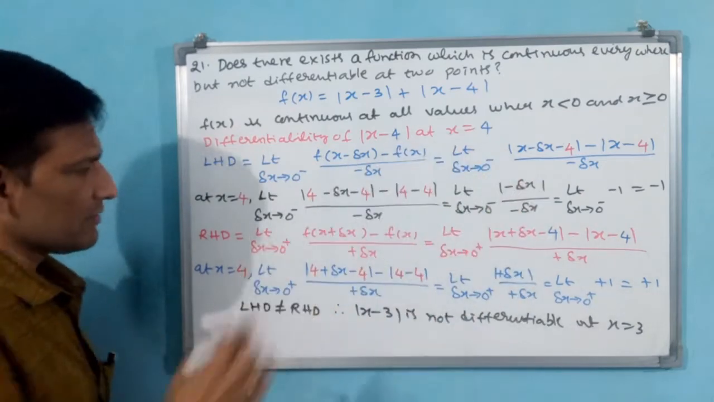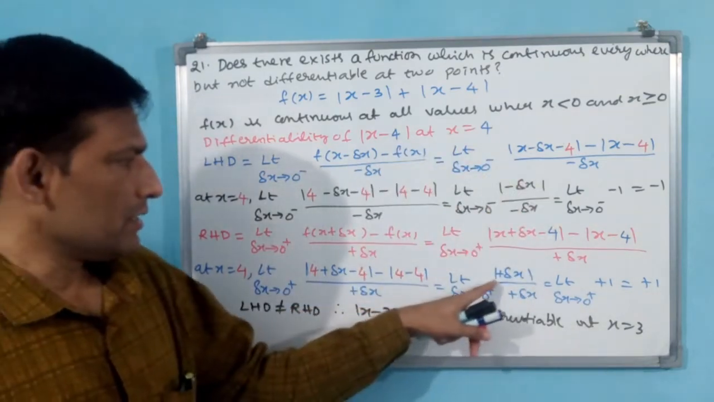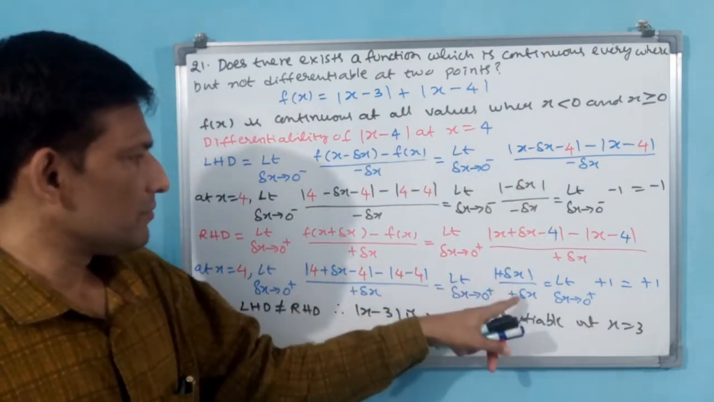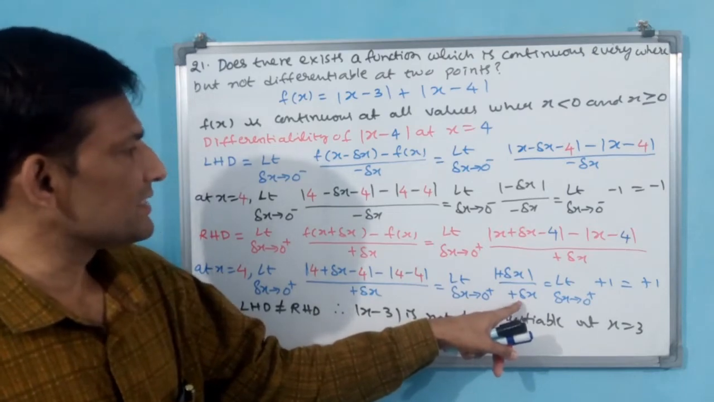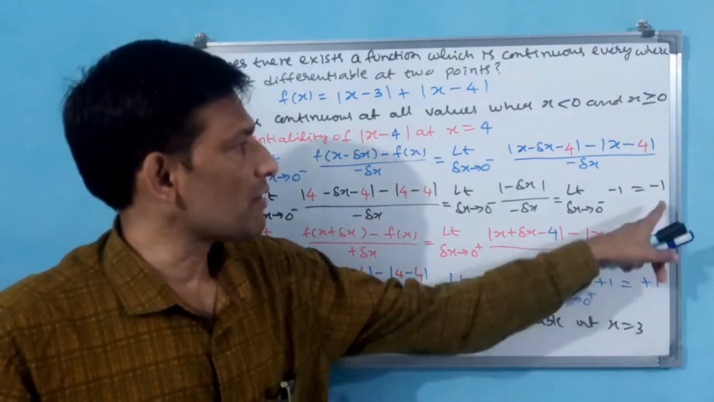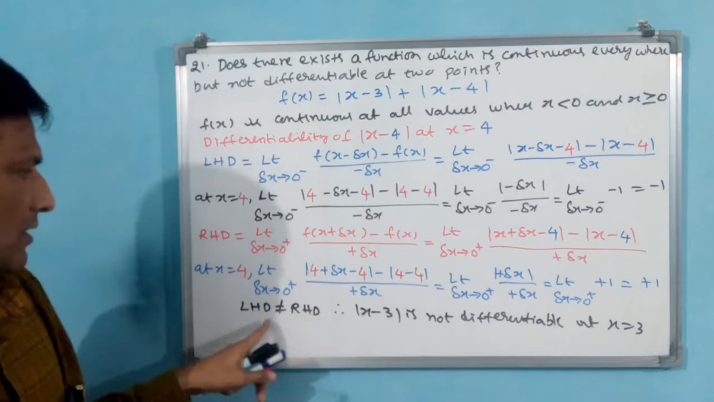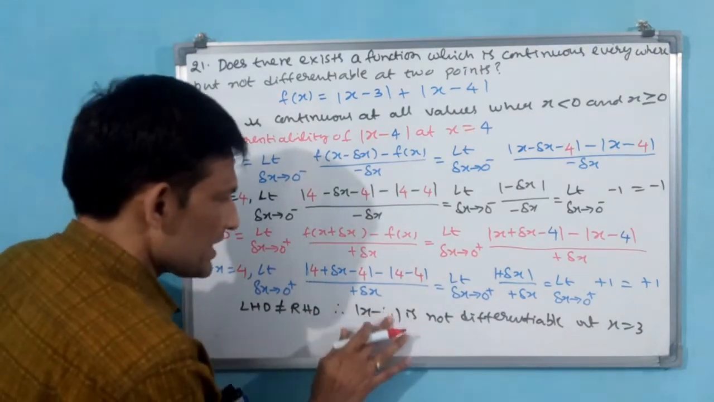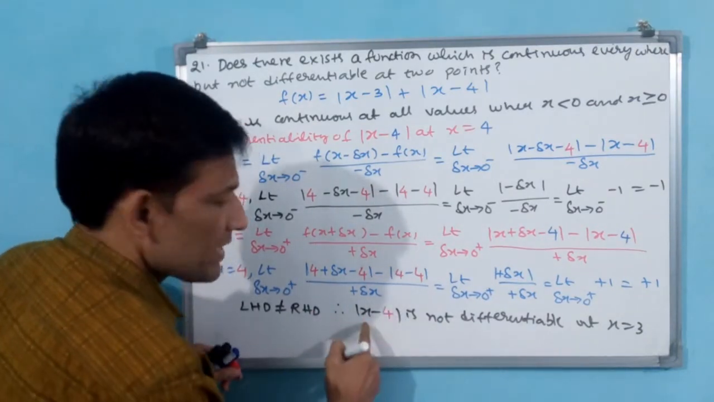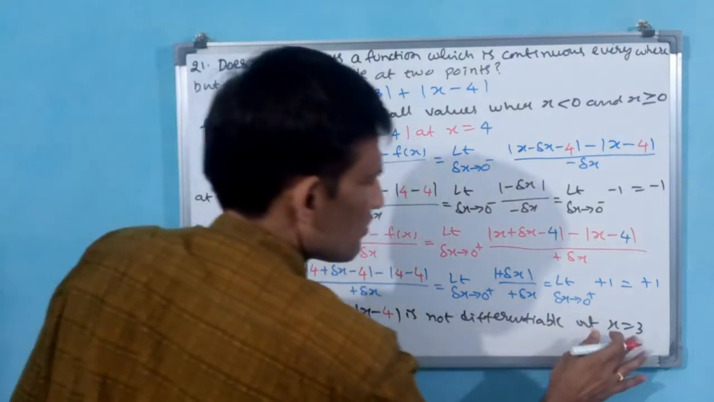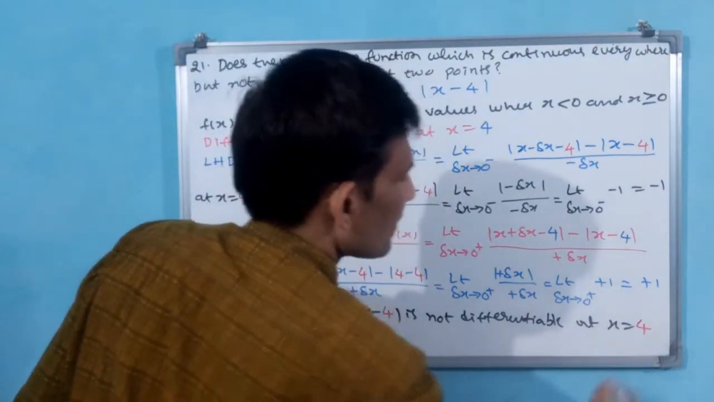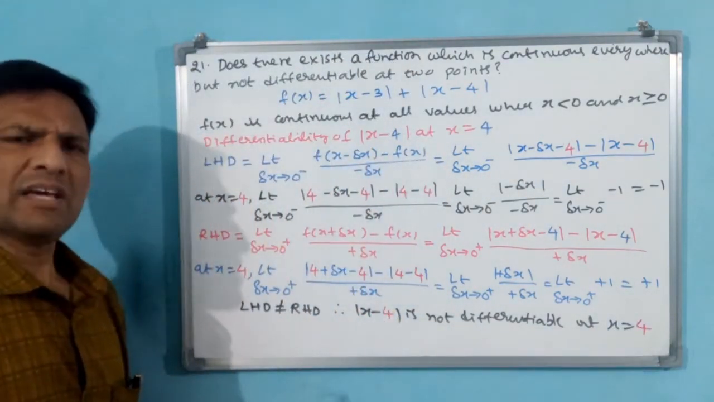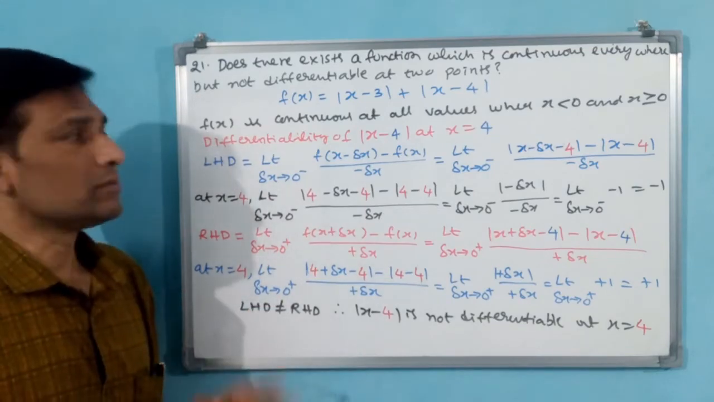Okay, remaining all same. Okay, plus delta x will come. Denominator plus delta x is there. Both are going to give plus 1. Minus 1, plus 1, not equal. Then what you are writing here finally? Modulus of x minus 4 is not differentiable at x is equal to 4. Okay, same like 3, 4 also.